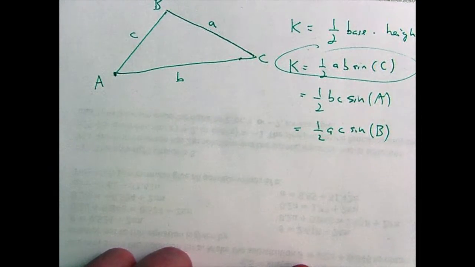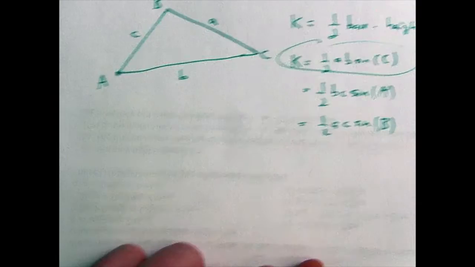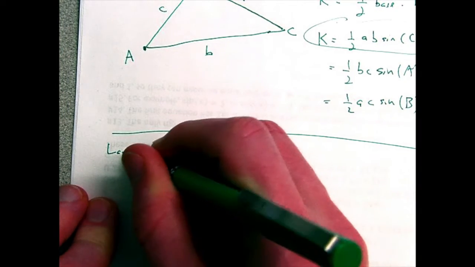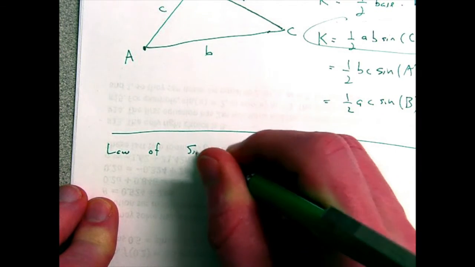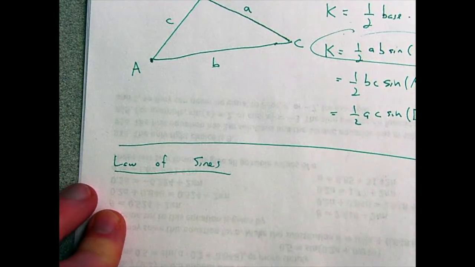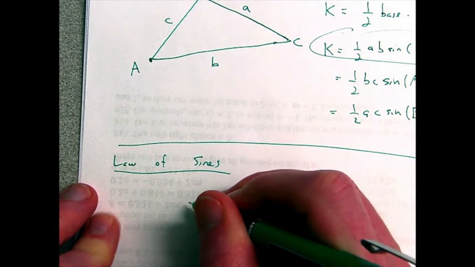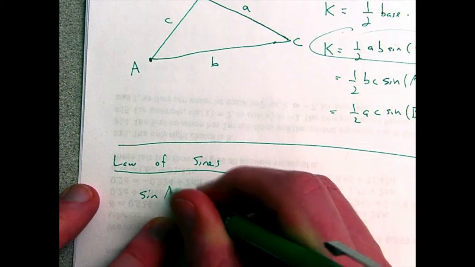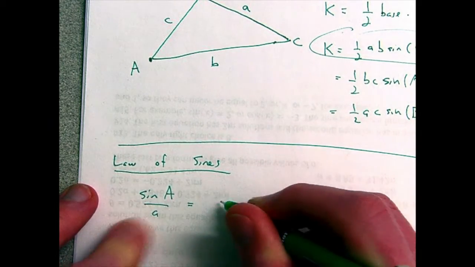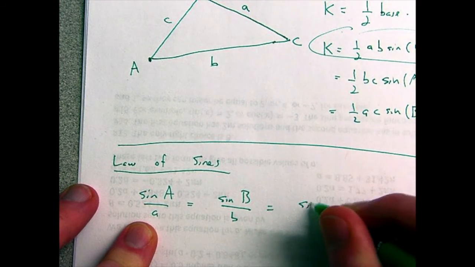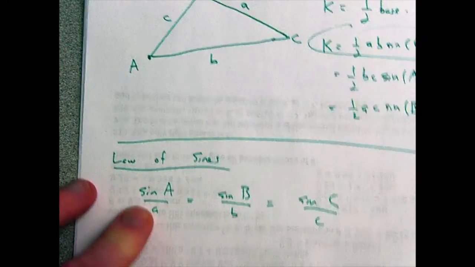The other thing that you derived in your homework is something called the law of sines, right? Which is a really useful fact about triangles. It says that sine of capital A over little a is equal to sine of capital B over little b is equal to sine of capital C over little c.